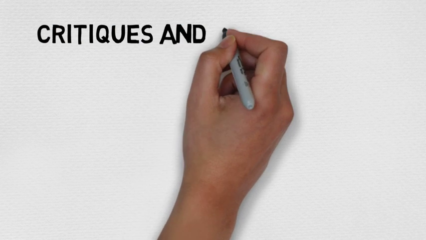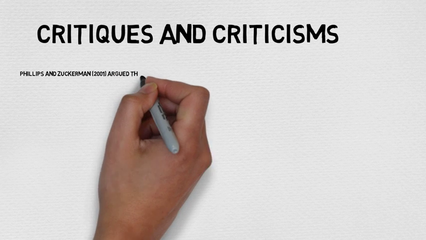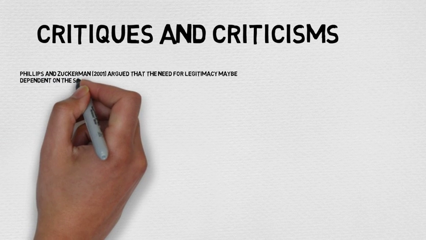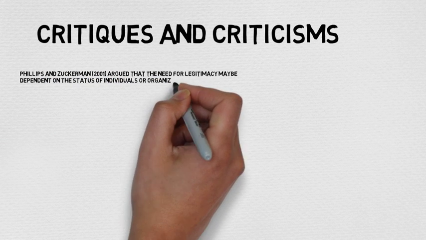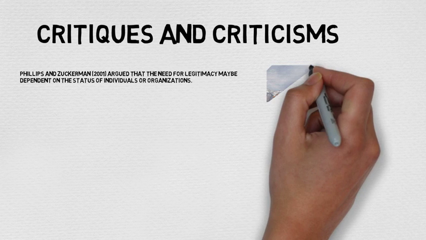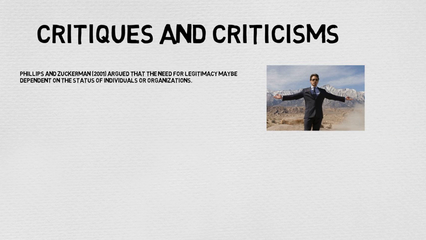As with every theory, there will always be critiques and criticisms. Some of the criticisms and critiques for institutional theory are as follows. First, Phillips and Zuckerman, 2001, argued that the need for legitimacy may be dependent on the status of the individual organization. For example, middle status players feel the need to act legitimately, high status players have the reputational capital to deviate from the norm, and low status players have to do whatever it takes to survive, whether legitimate or not.